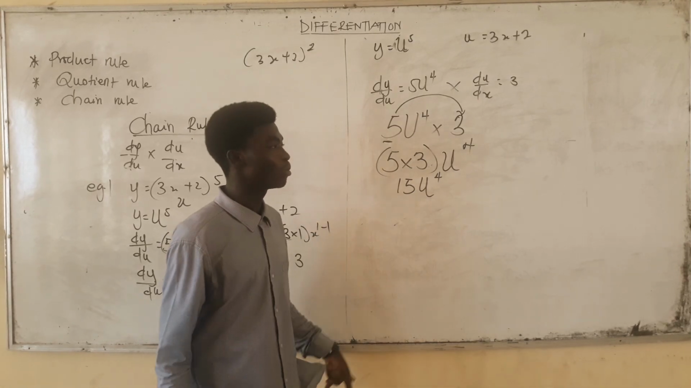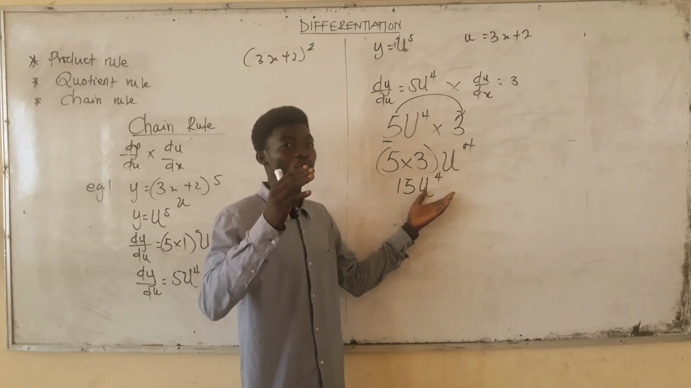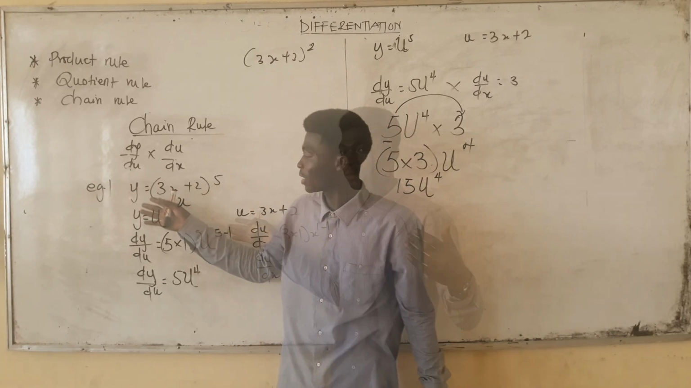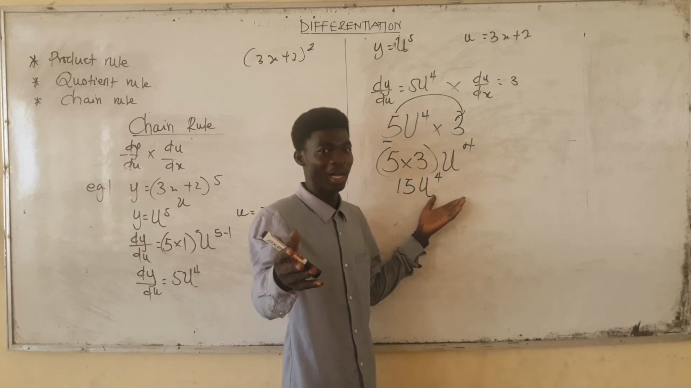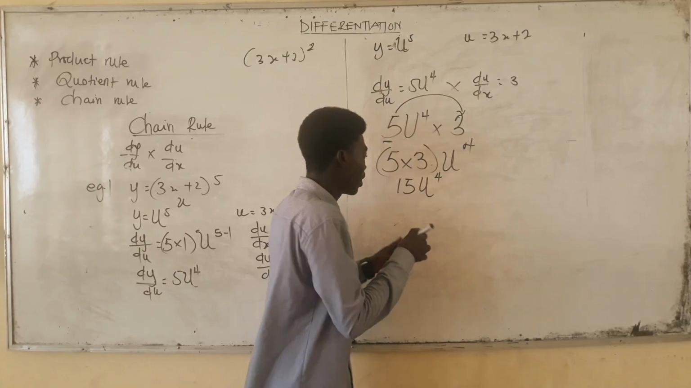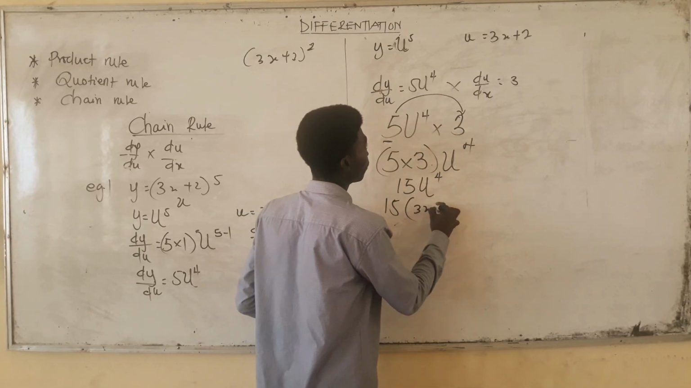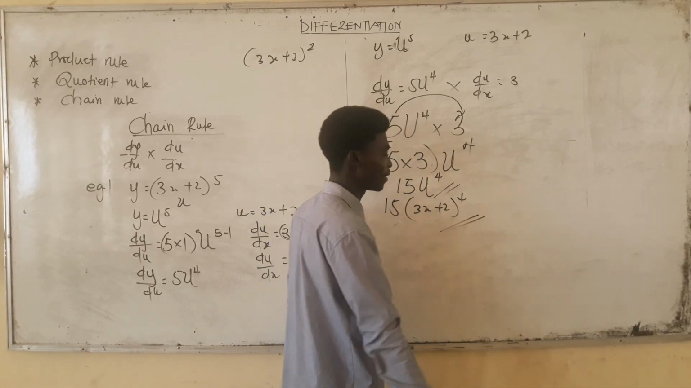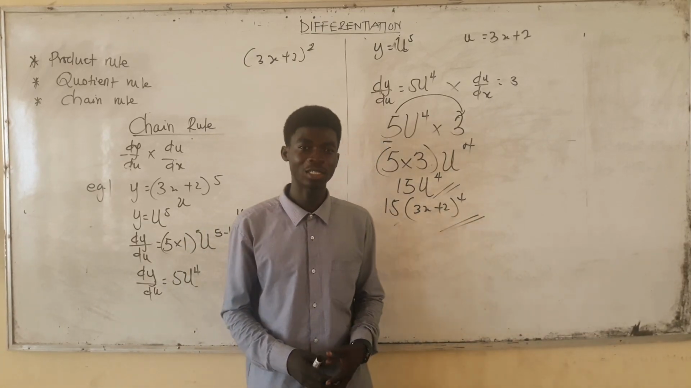And if you want to bring the u back, it's fine. If you don't want to bring it back, it's also fine. But all you need to do is make sure the u is correct, what you indicated in the question. So make sure what you do for the u is correct. And if you leave it in this form, you are good to go. But if you are not sure that your u is correct, you can bring the u back. So 15, we know that our u is 3x plus 2, raised to the power 4. You can leave it in this form. And that is the final answer for the first question.